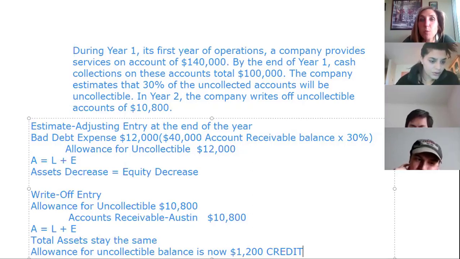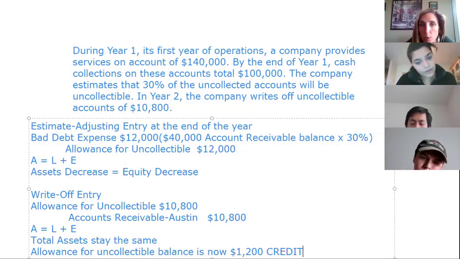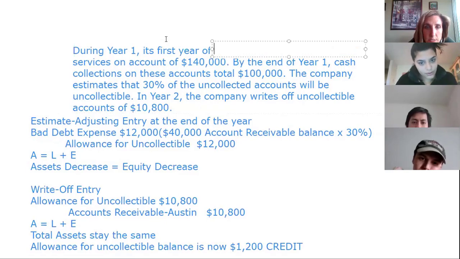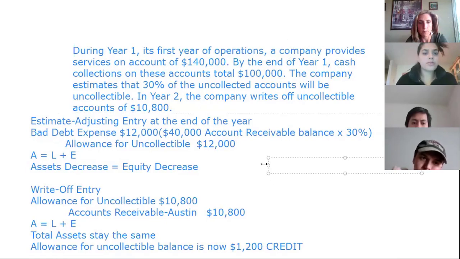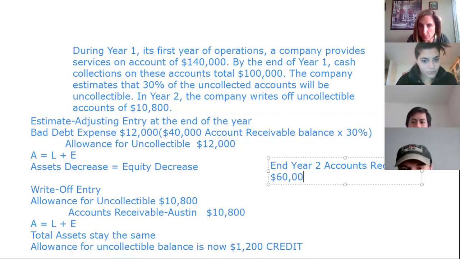So now, when we go to do the adjusting entry again at the end of the second year, we are going to have to account for this $1,200. What we're going to do is, if our accounts receivable balance at end of year 2 was $60,000, let's say, and we still wanted to do a 30% entry, that would equal $18,000.